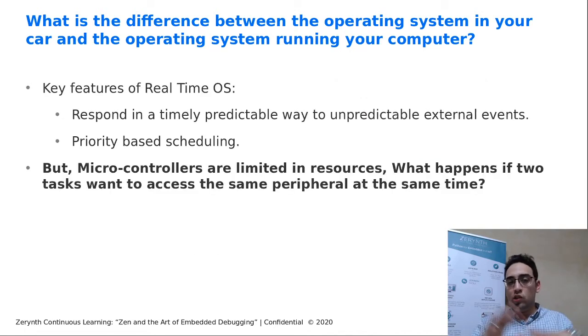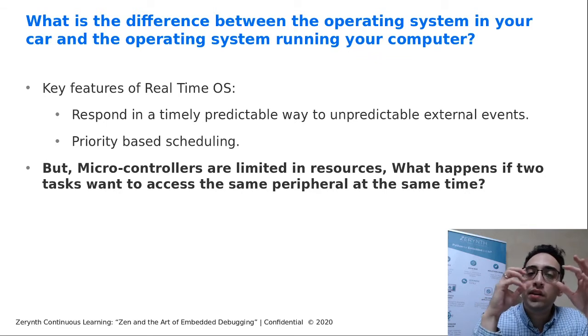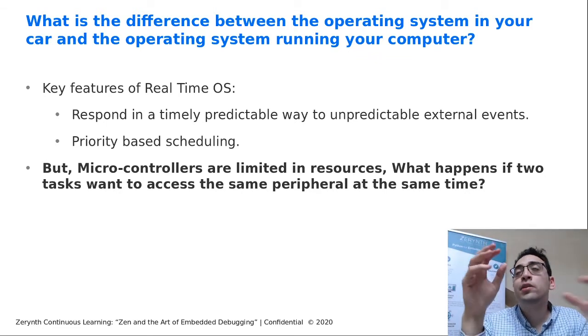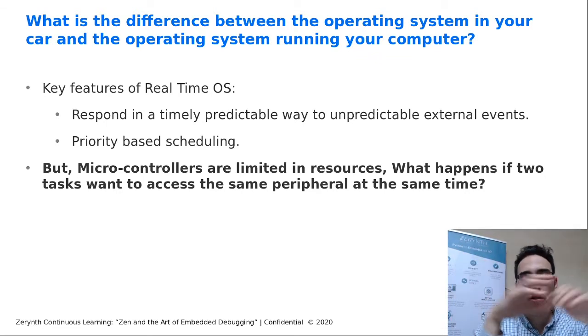Just to summarize, the key feature of real-time operating systems is that the response is in a timely manner or predictable. At the very least, the worst case scenario can be calculated. They respond in a timely manner to unpredictable external events, and that's the important part. And they are priority based.